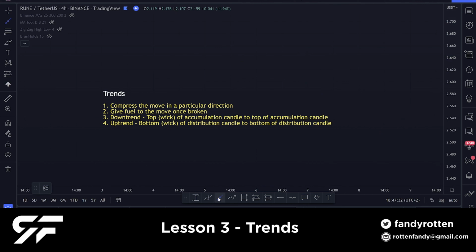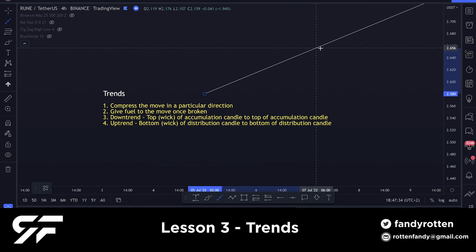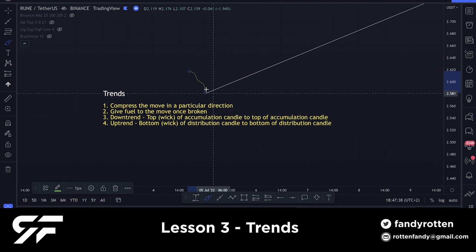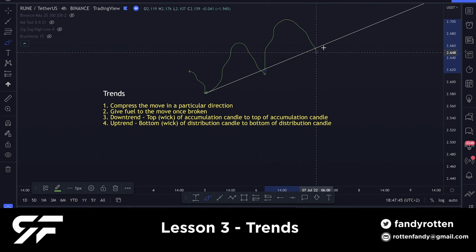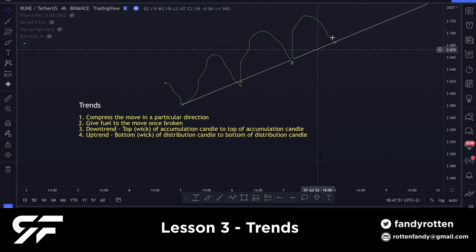It'll be compressing the move in the upward direction, right? So for an uptrend, this will be the base point of your trend, and then these are all reach points. This is a reach point, this is a reach point, this is a reach point. So a trend is basically compressing the move in a particular direction, right?